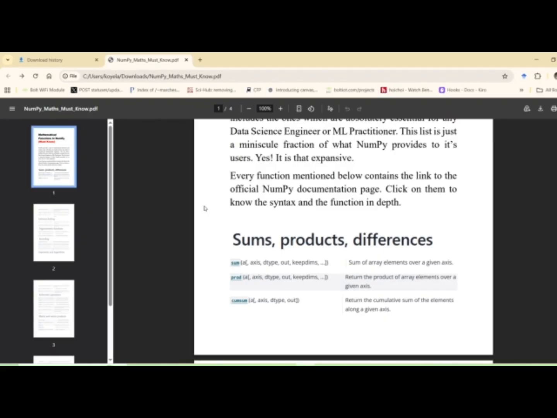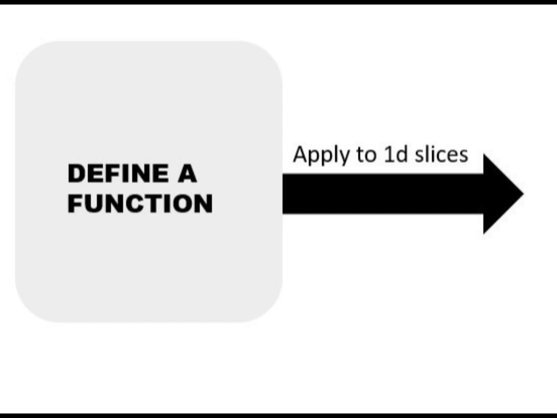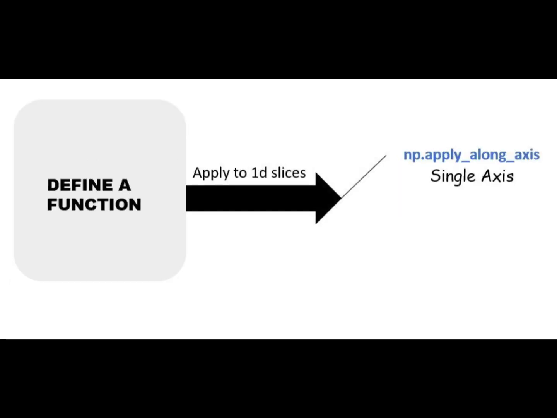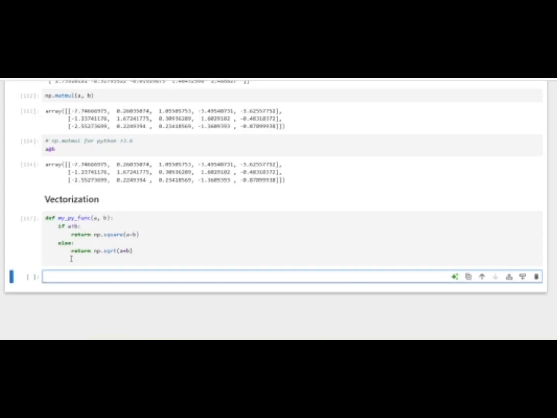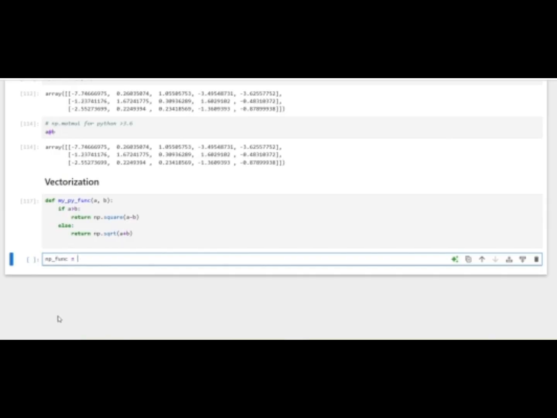Then there is a functional programming where you would define a function and then tell NumPy to apply that function to 1D slices along a given axis or repeatedly over multiple axes, specifying like np.apply_along_axis for single axis and np.apply_over_axes for multiple axes. You will pass on the name of the function and axis as argument in case of apply_over_axes. You can define a vectorized function which can take a nested sequence of objects or NumPy arrays as inputs and return a single NumPy array or a tuple of NumPy arrays.